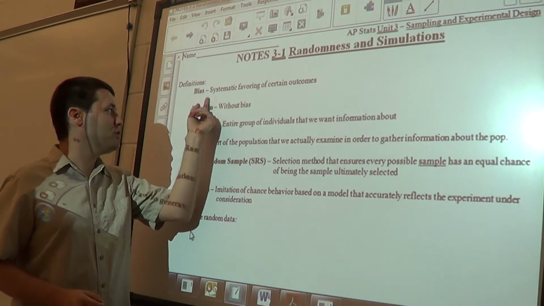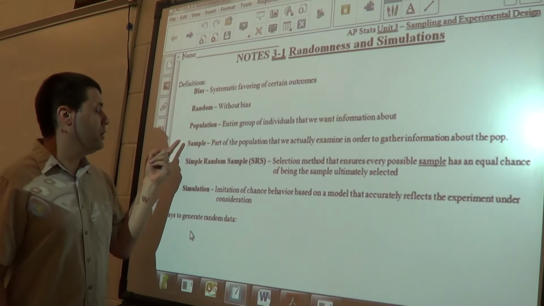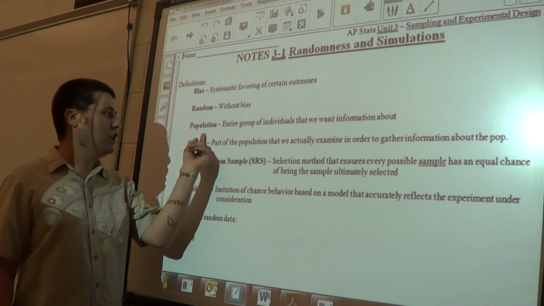So to get something that's truly random means without bias. More about that in a second. I already talked about the whole point of this being, really, we want good samples, to be random samples, to tell us about a population.